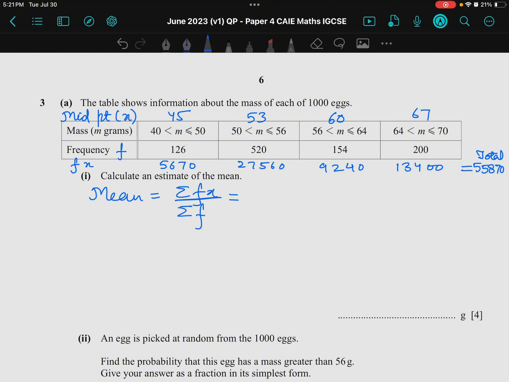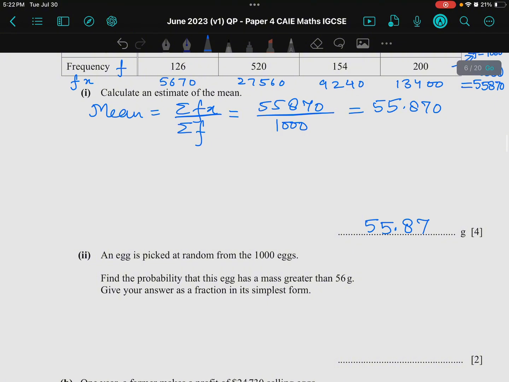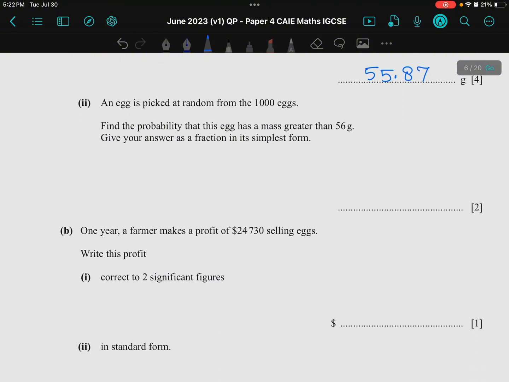Okay, so summation fx is what? 55870 divided by summation of f. That means the total of 126 plus 520 plus 154 plus 200, which will give me the total for summation of f is equals to 1000. So when you divide, you will get 55.870, 55.87 grams. Answer.